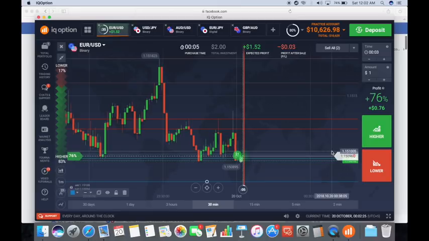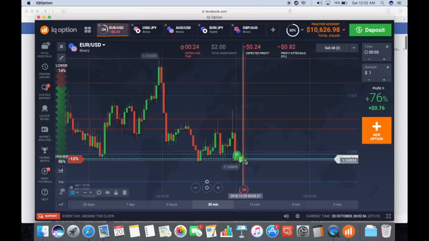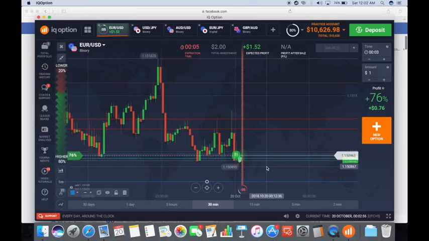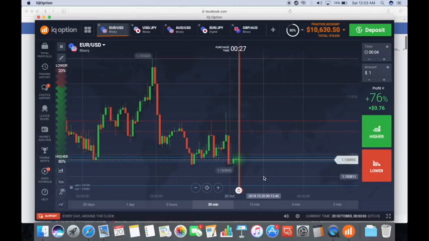Because what I believe is that this demand zone is still able to pass my 27-second. That's what I believe. Let's see. 18 seconds to go. Come on. 12, 10, 9, 8, 7, 6, 5, 4, 3, 2, 1, and win. Cool trade, right?